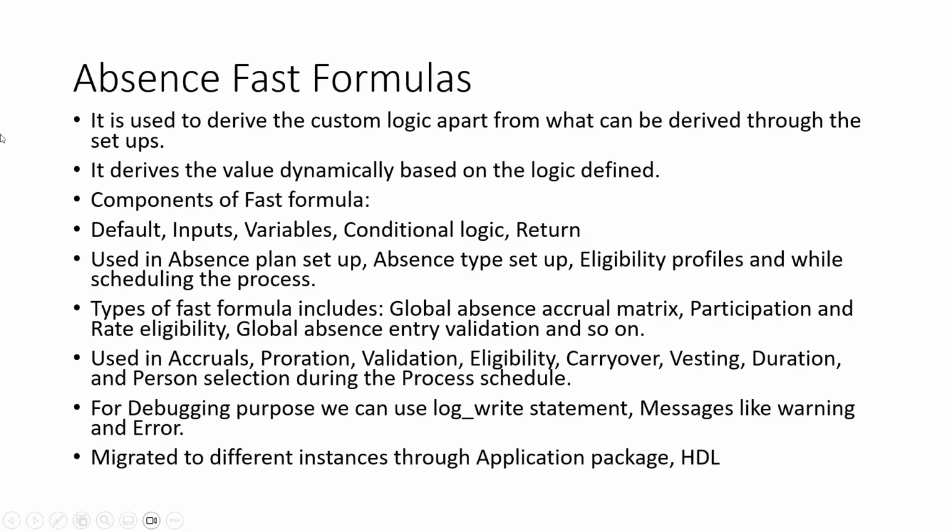First, we will just see the overview of the fast formula, and then we'll get into the system and see how the fast formulas can be applied in multiple places: plan configurations, defining the eligibility, and then absence type configurations. So where all it can be applied, we will see that in the system.